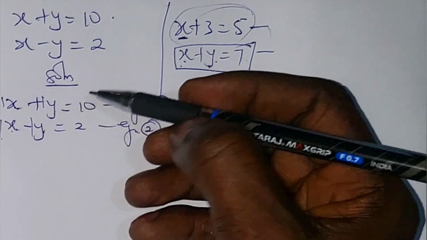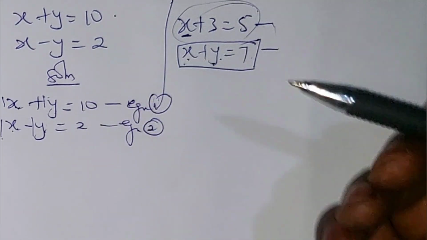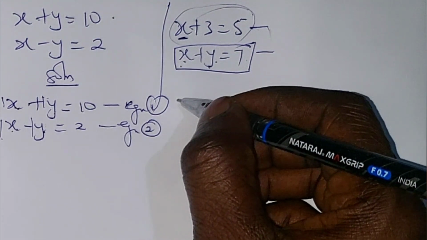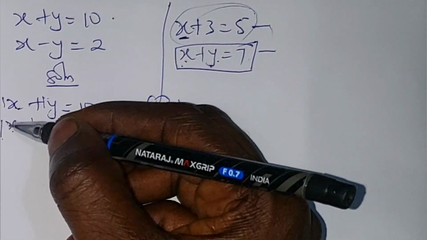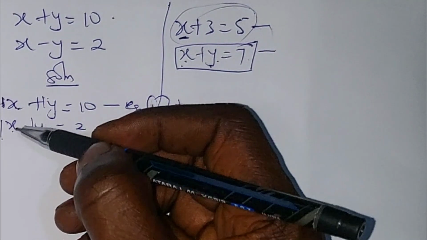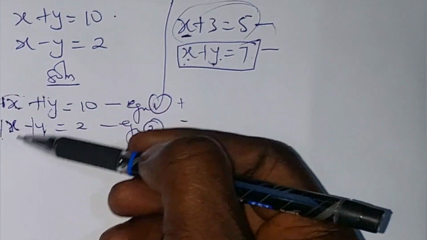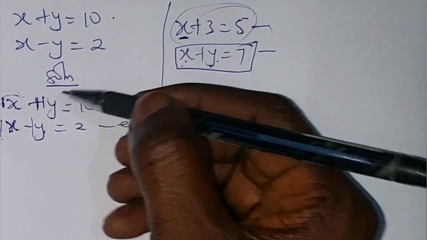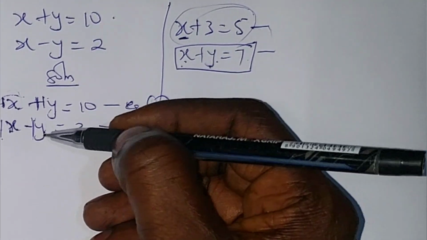So we can decide to eliminate any of them. With the ones with the same coefficients, you can eliminate them easily, but it is better to eliminate the ones with one having a positive and one having a negative coefficient. Do you understand what I'm saying? In this case, the coefficient of x in equation 1 is positive. The coefficient of x in equation 2 is also positive, so it wouldn't be advisable to eliminate this. But the coefficient of y is positive 1, and the coefficient of y in the second equation is negative 1, so you can try to eliminate y first.